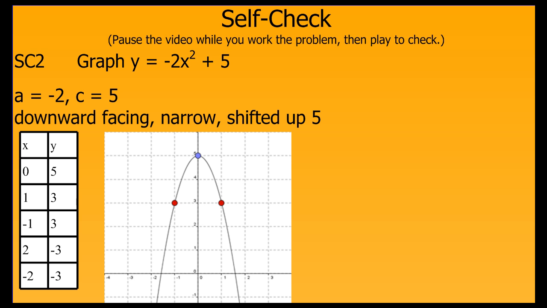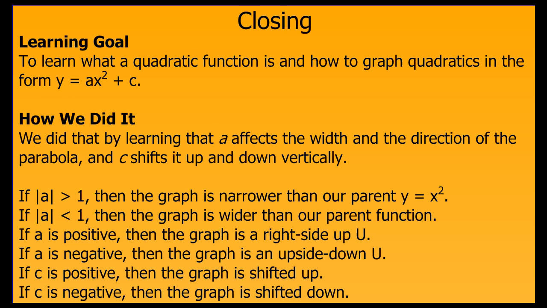In closing, let's review our learning goal. We wanted to learn what a quadratic function is and how to graph quadratics in the form y equals ax squared plus c. We did this by learning that a affects the width and the direction of the parabola, and c shifts it up and down vertically.